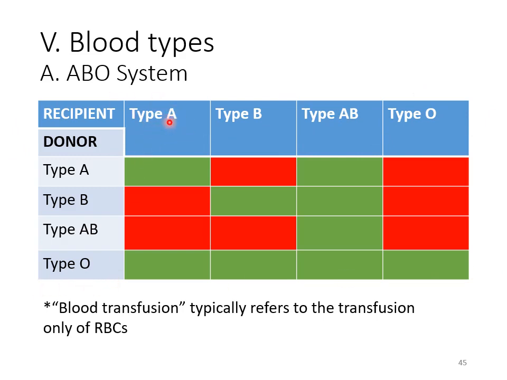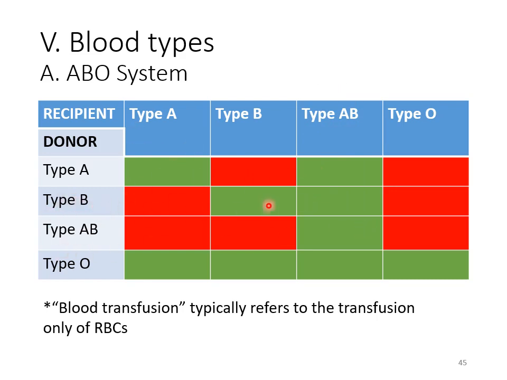Of course, each blood type can receive blood from its exact blood type. Type A can receive blood from type A, type B from type B, etc. Let's look at type A. Type A blood can be given to type A and also type AB. Type A RBCs can be given to someone with type AB, because type AB does not have anti-A or anti-B. So it can receive type A blood, type B blood, and of course type AB blood.